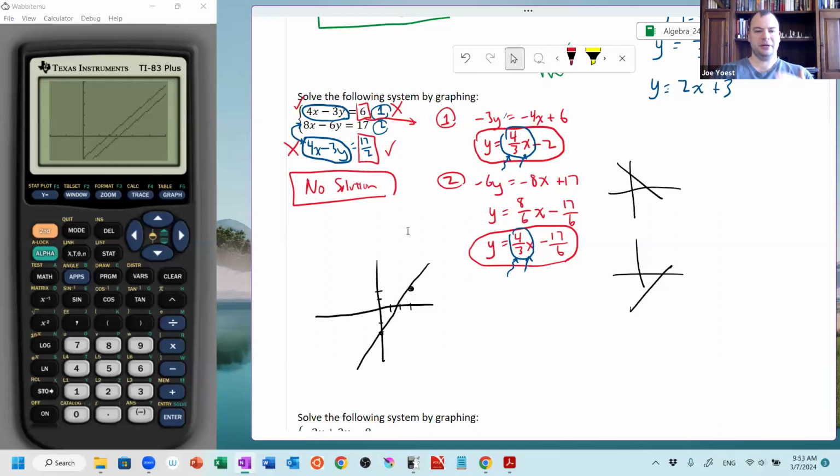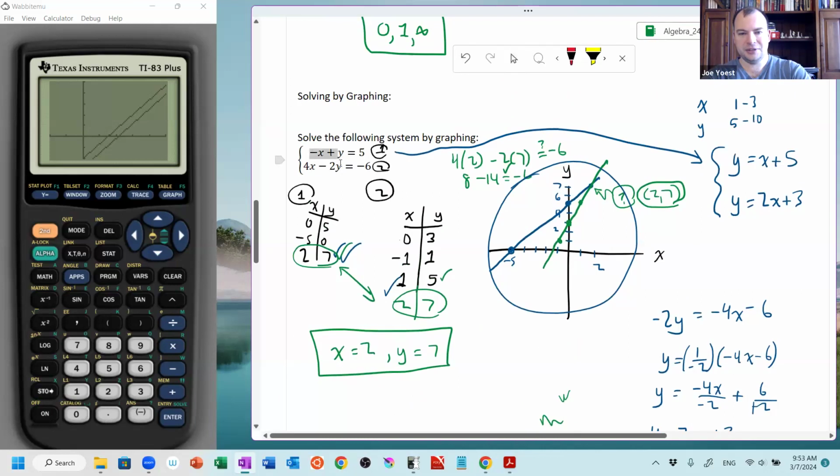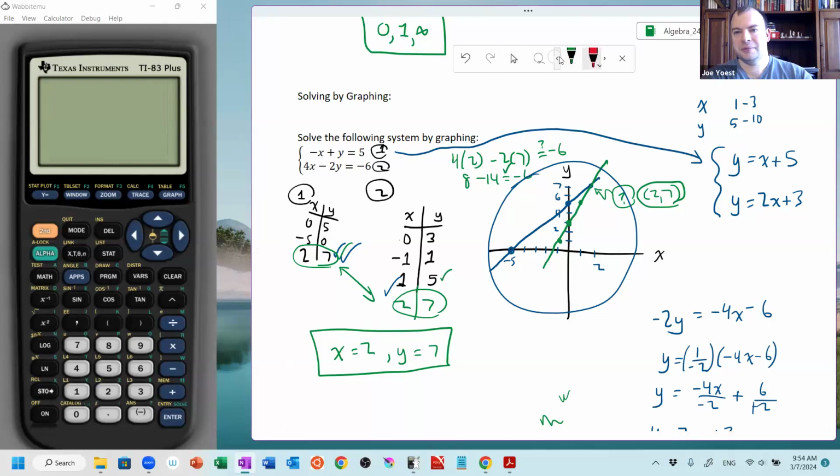But I don't think we would have been able to graph accurately enough by hand to really see that those 2 lines are actually parallel. The second thing to think about is this kind of idea of the relationship between x and y. In a system like this, there's no way that I can make the x's and y's, their relationships, look the same for both of these equations.